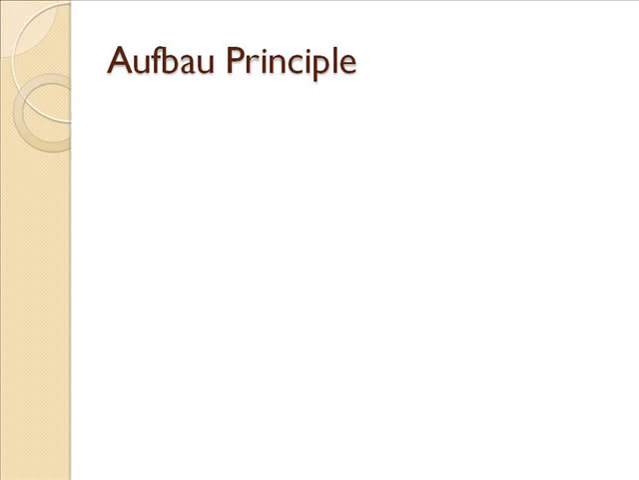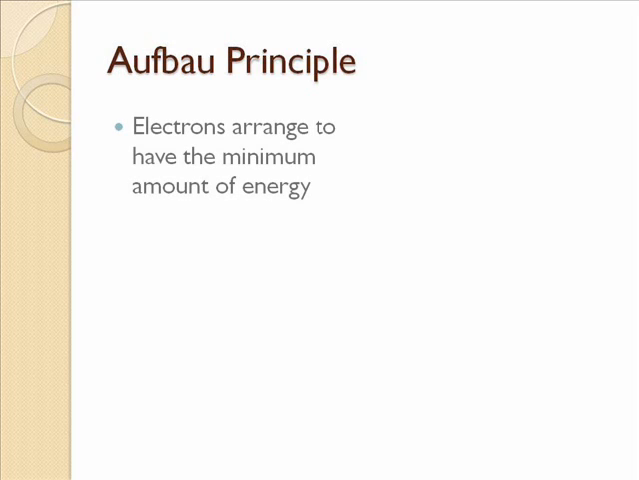First, we have the aufbau principle, which dictates the order in which the electrons fill the various orbitals. Simply stated, the aufbau principle says that the electrons will arrange themselves so that they have the minimum amount of energy possible. This is one of those huge ideas in science. Objects most often seek their lowest energy, just like a rock rolling downhill. Electrons are no different. They are most stable at their lowest energy.